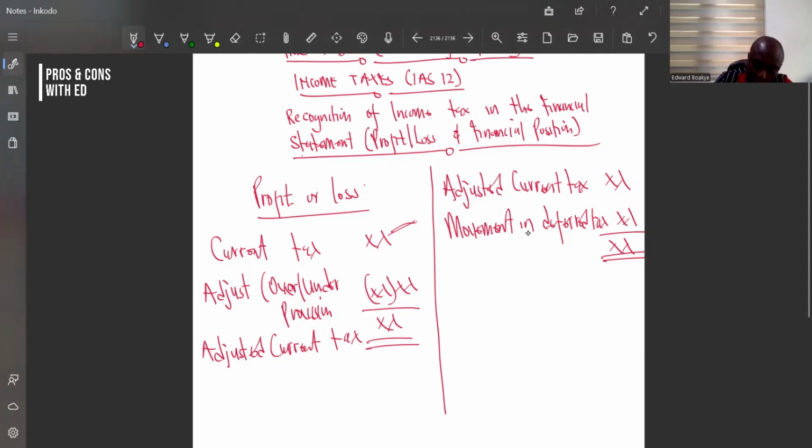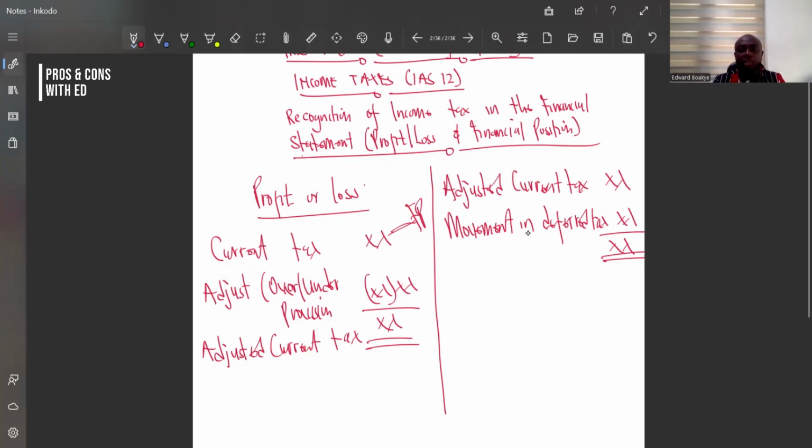So we recognize whatever we see in our notes, whatever provision that we have in our notes. Here we are talking about financial reporting, right? So whatever we see in the additional notes becomes our current provision, and therefore it becomes the current liability in the financial position. So that is all for the current tax.